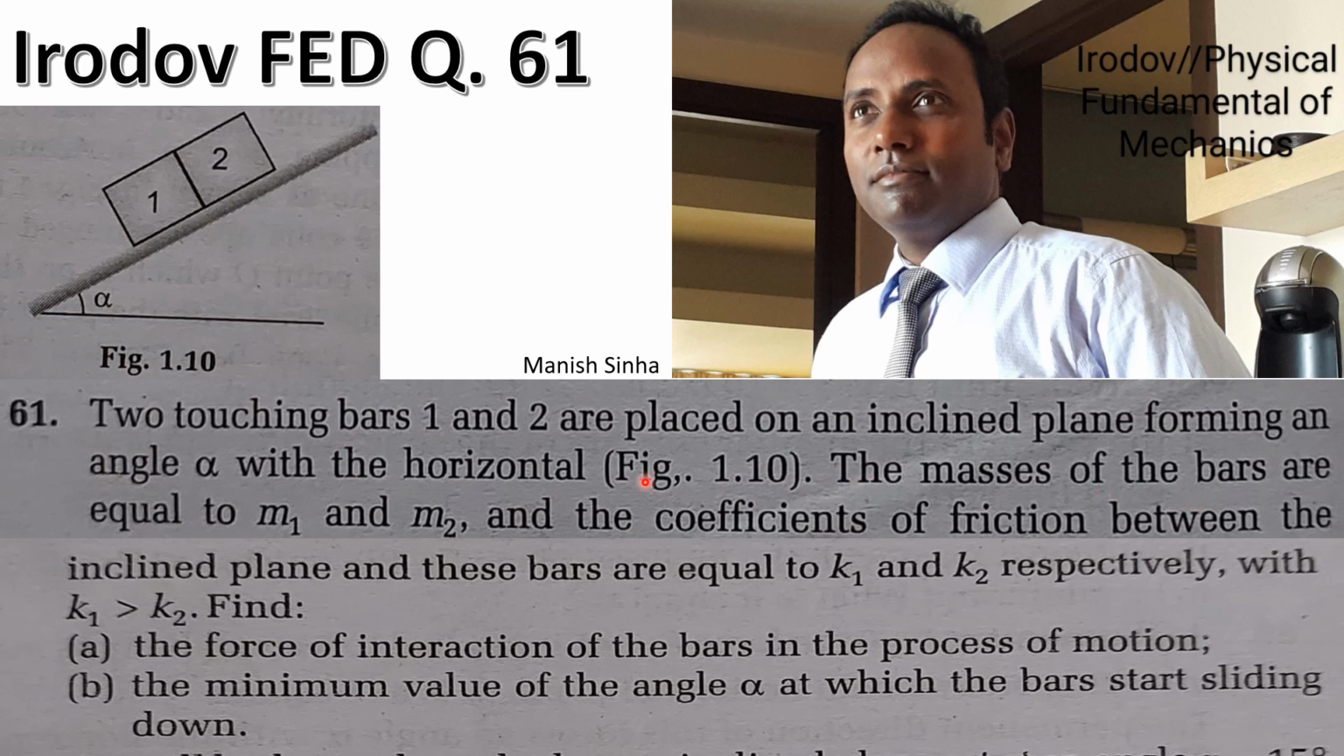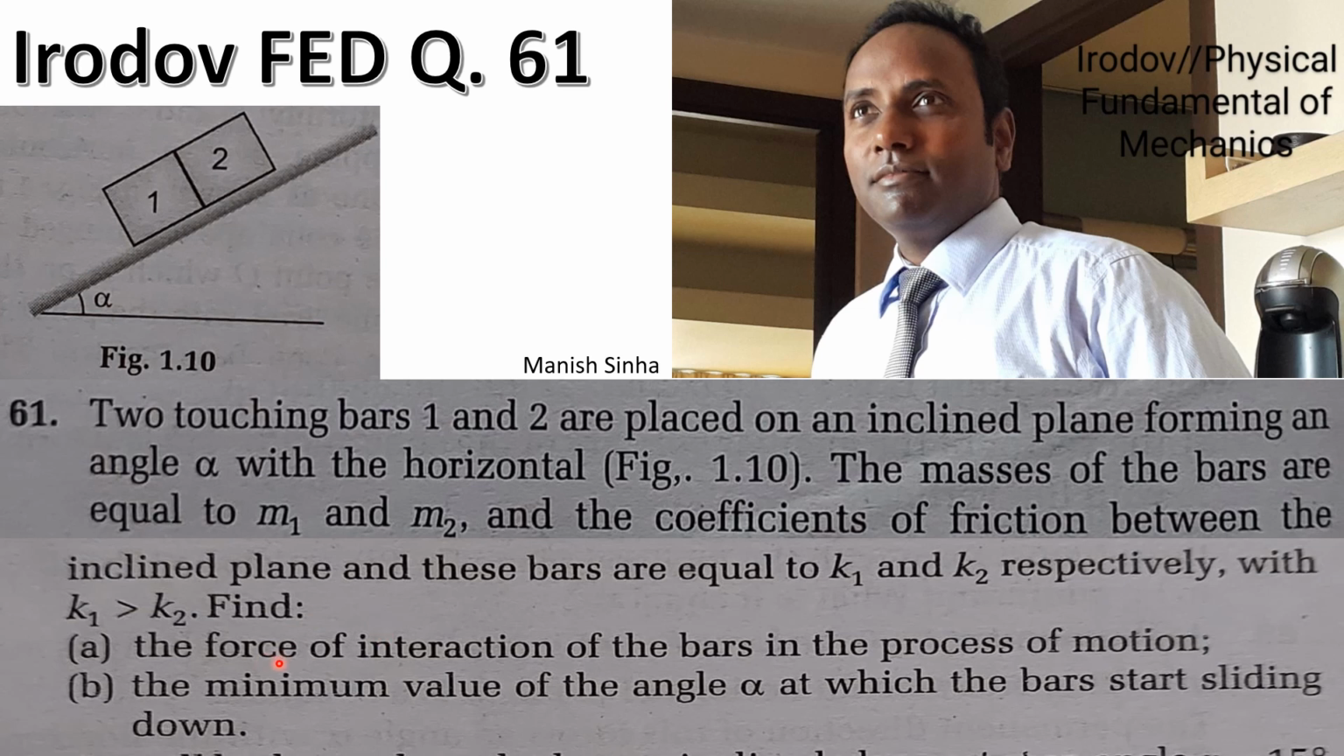The masses of the bars are equal to m1 and m2. So this one has mass m1, this is mass m2. And the coefficients of friction between the inclined plane and these bars are equal to K1 and K2. So between 1 and the inclined surface, the coefficient of friction is K1. Between 2 and the inclined surface it is K2. And it's given that K1 is greater than K2.